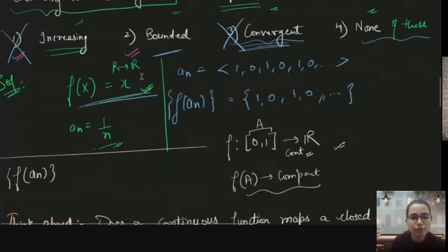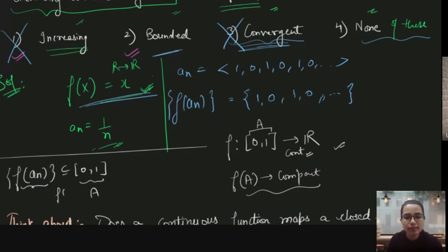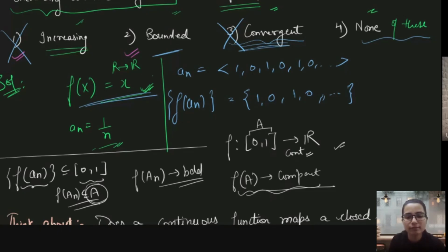So f of an will be some subset of 0, 1, because an is a sequence that has entries from the closed interval 0, 1. So f of an, can I say, will be a subset of A? A is the closed interval 0, 1. So f of an is a subset of A. And the image of this set, f of A, is compact. So A is closed and bounded. f of an will also be what? Bounded? Yes. f of an will also be a bounded set.